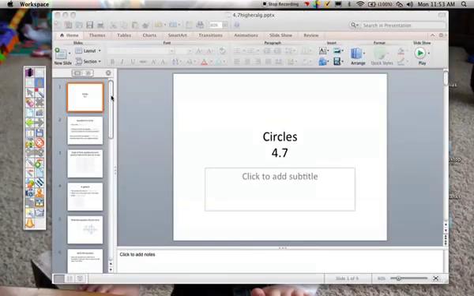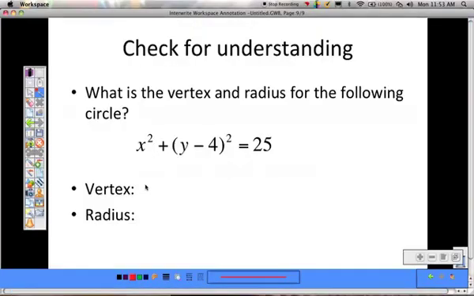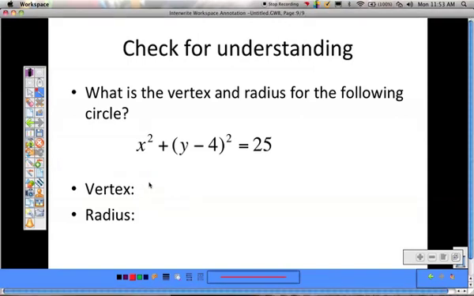Okay, let's try another one. What is the vertex and radius? Okay, so the vertex is the opposite of what's in the parentheses. So if there's nothing in the parentheses, it's 0. So 0, 4. The radius is the square root of this, which is 5.